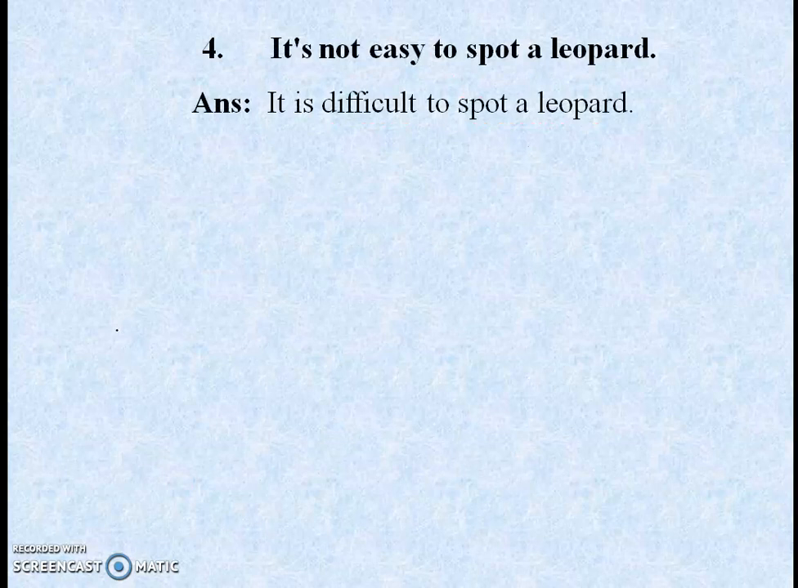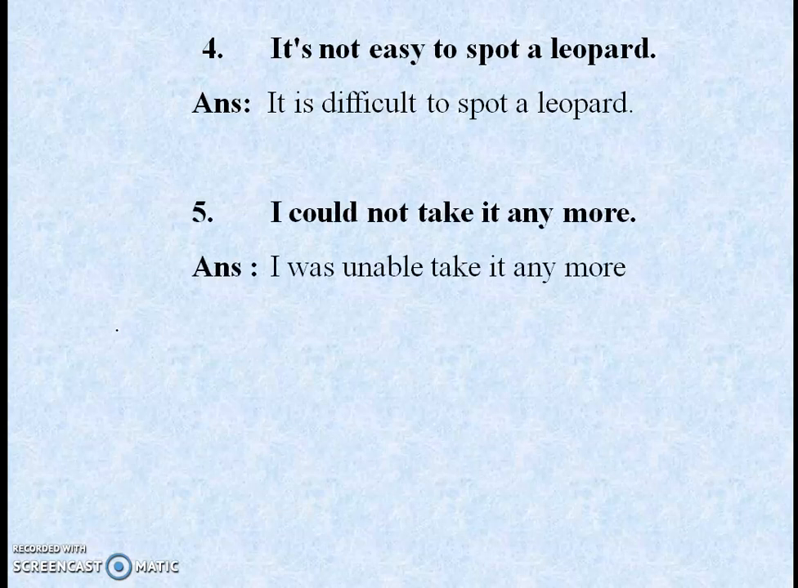Next example, it's not easy to spot a leopard. Definitely it's difficult to spot a leopard. In fourth number example, it's not easy, a NOT word clears us that it is negative sentence, but it is difficult to spot the leopard. It is an affirmative sentence. Next example, I could not take it anymore. Naturally past tense, I was unable to take it anymore.